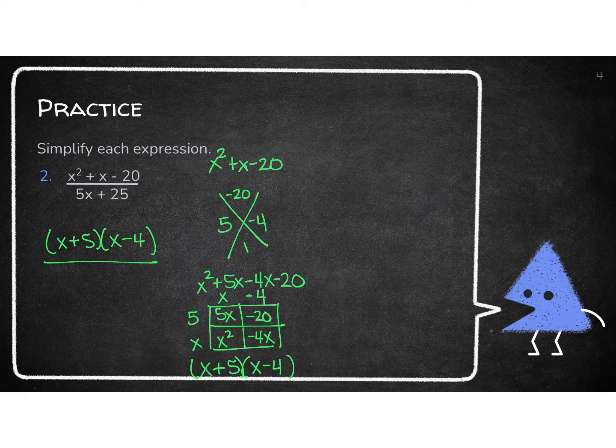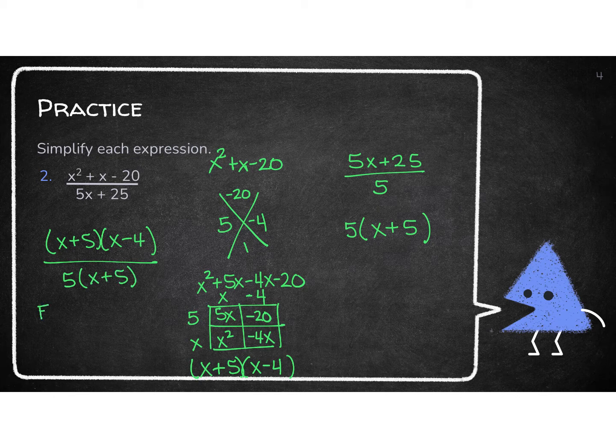Now we're going to deal with the bottom. So the bottom is telling me 5x plus 25. So GCF, well, 5 and 25, I know that I can divide both of these by 5. So I would end up writing that as 5 times x plus 5. Looking at this, there is no x squared, so I don't have to go any further with this. This is the bottom of my fraction, and I'm done.